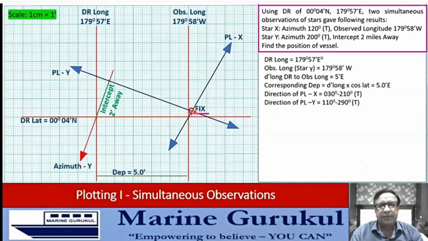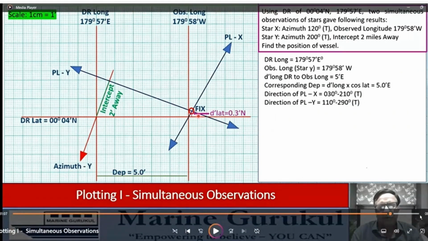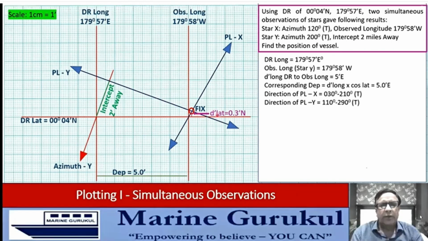We read off its D lat. Up to here, any doubt, beta? No, sir. Great. It is 0.3 minutes north of DR lat, and its departure we read off here. This departure is 0.2 minutes east of the observed long.